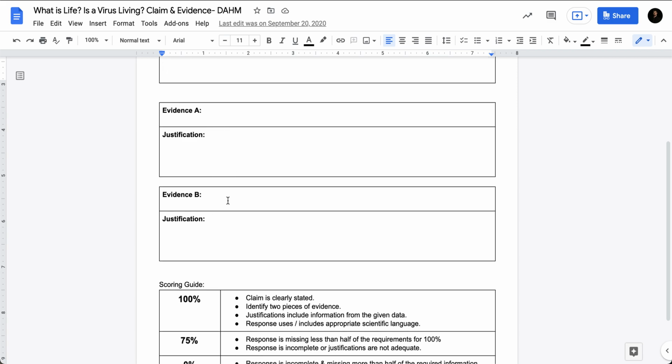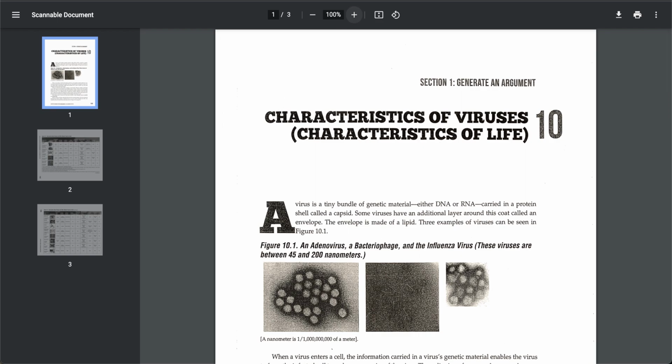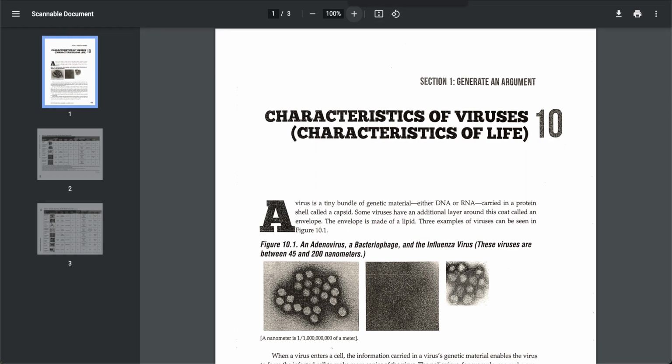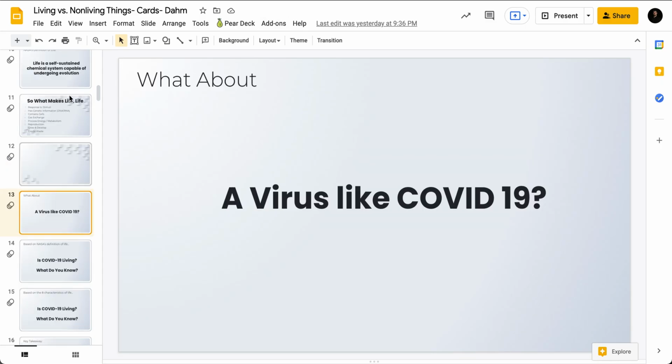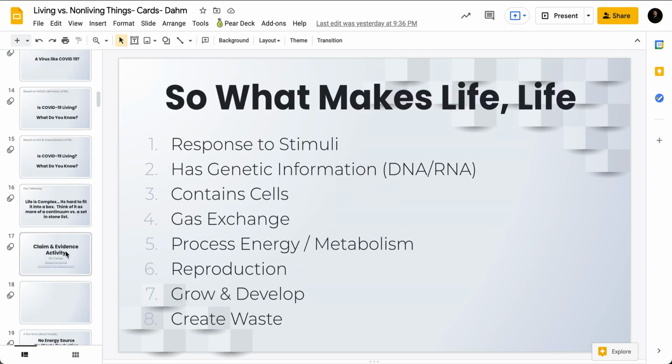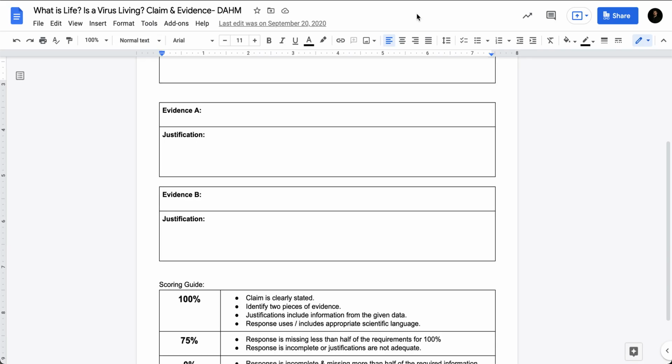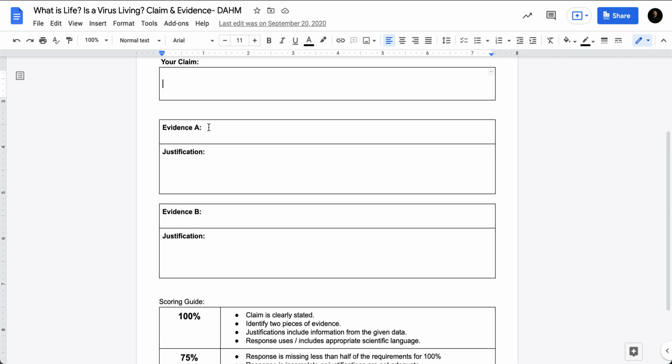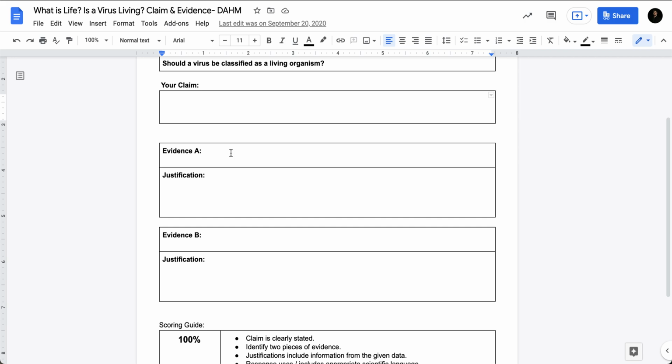The places where you're going to get the evidence from are the article that I gave you, the article and the chart, and the notes that we took over the characteristics of life and the definition of life. Looking at these two things that we have gone over, utilizing all of that, you're going to complete this assignment. In the evidence, that's where you're going to say, on the article, it said this, and then your justification is explaining how that proves that your claim is correct. So make your claim: are viruses living or are they not? What is a piece of evidence that you pulled from one of the sources, and how does that prove your claim to be true?